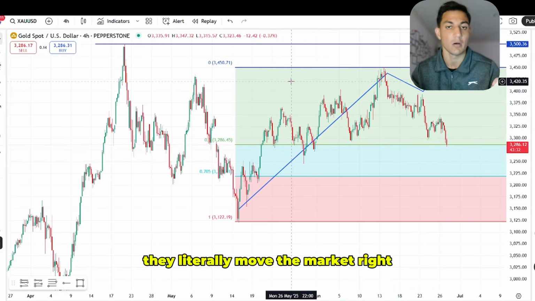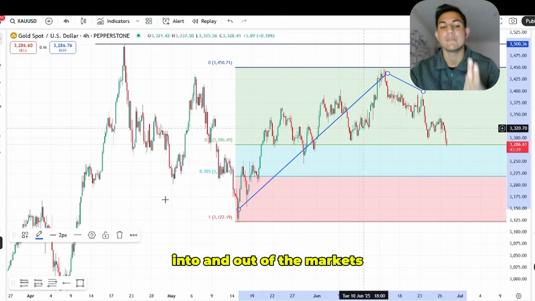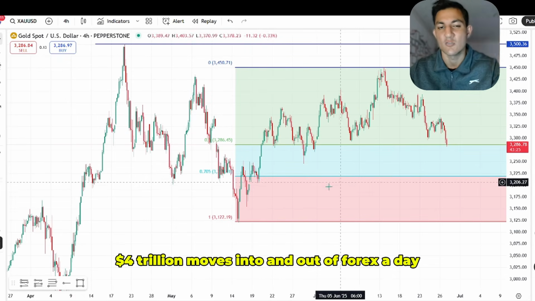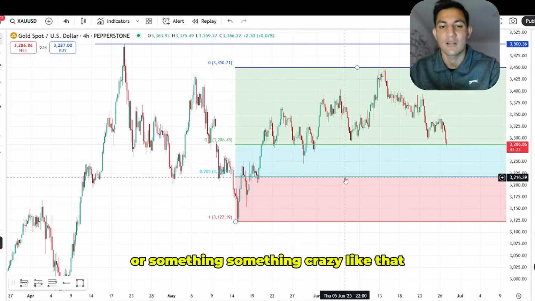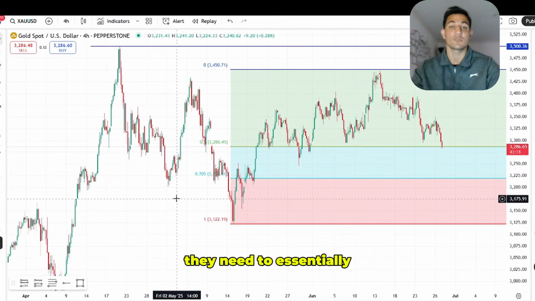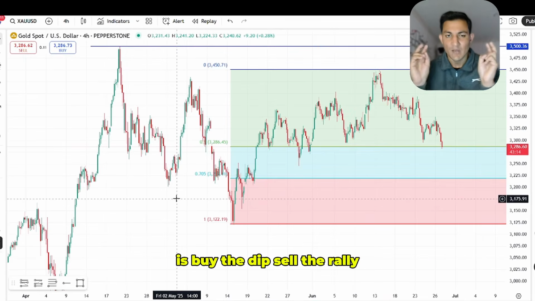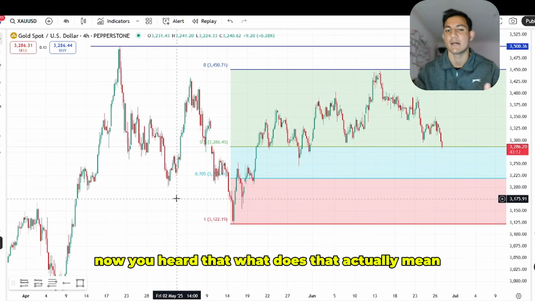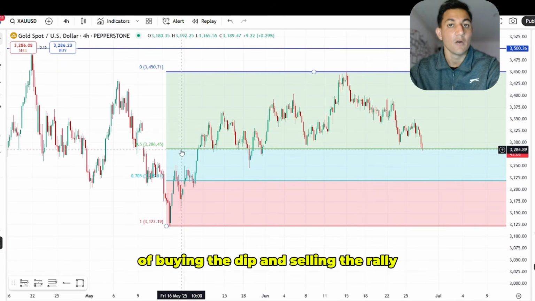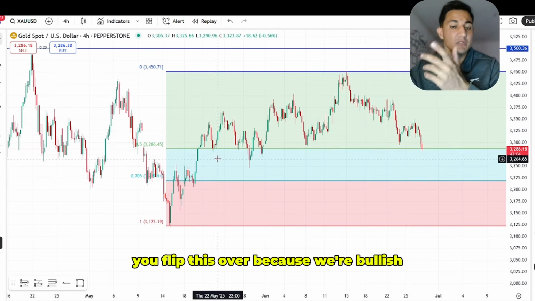They literally move the market, right? They're moving billions and billions into and out of the markets. And you probably heard the stat where it's like $4 trillion moves into and out of Forex a day or something crazy like that. So they can't just buy randomly. Now they need to essentially, and all traders are doing this in one form or another, buy the dip, sell the rally. Now you heard that, but what does that actually mean? This right here is a mathematical way of buying the dip and selling the rally. So because we're bullish, now if you were bearish, you'd flip this over.